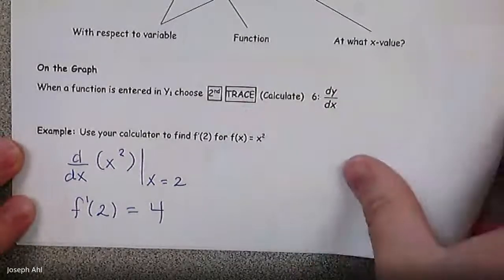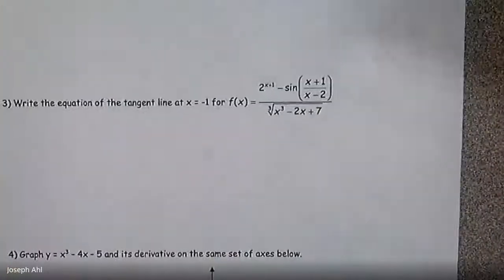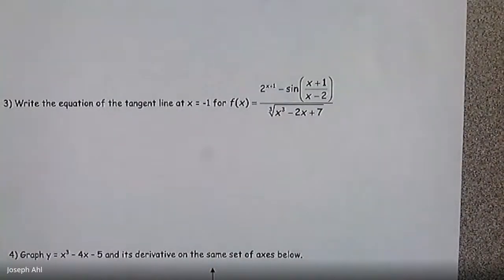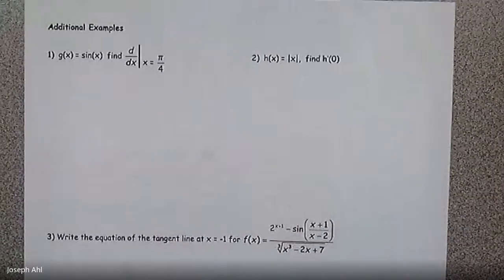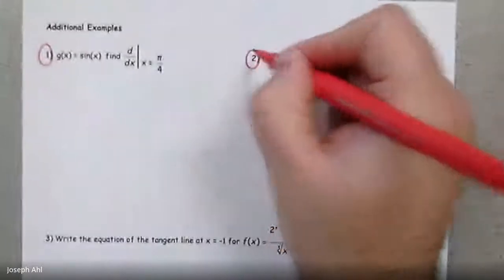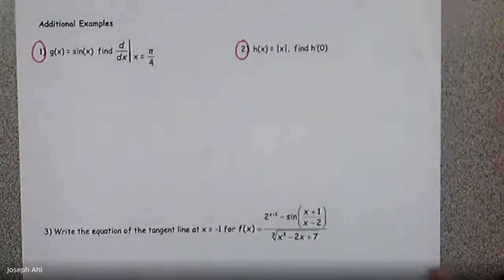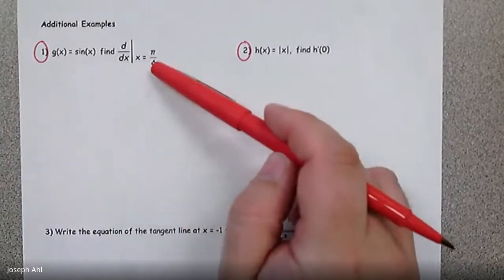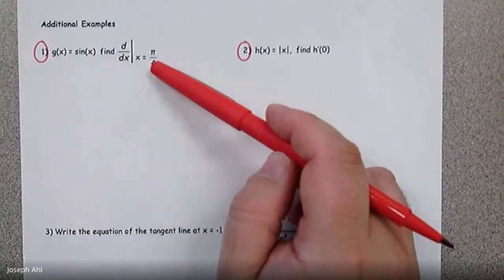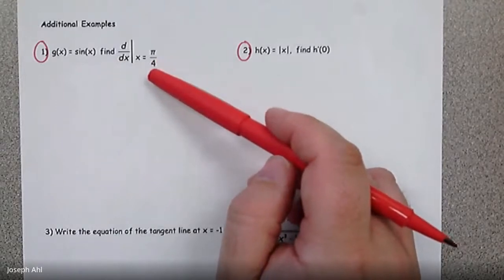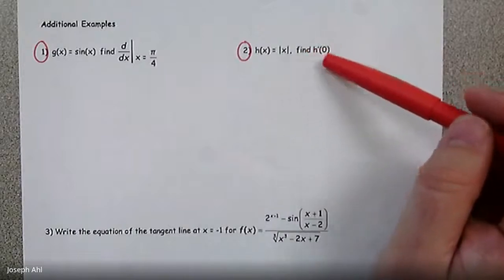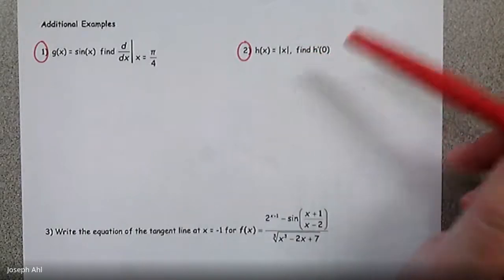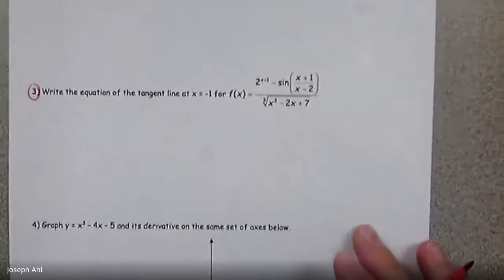All right, let's go on to the next page. On the next page, if we take a look at finding some more derivatives, I think I'll let you try 1 and 2. We'll talk about those tomorrow in class, but see if you can use your calculator to find the derivative of sine x at x equals pi over 4. Try it using nDeriv, or try it by typing it into y1 and using dy/dx from there. Try that for number 2 as well. Here's another example I'll let you take a look at. Write the equation of the tangent line at x equals -1.